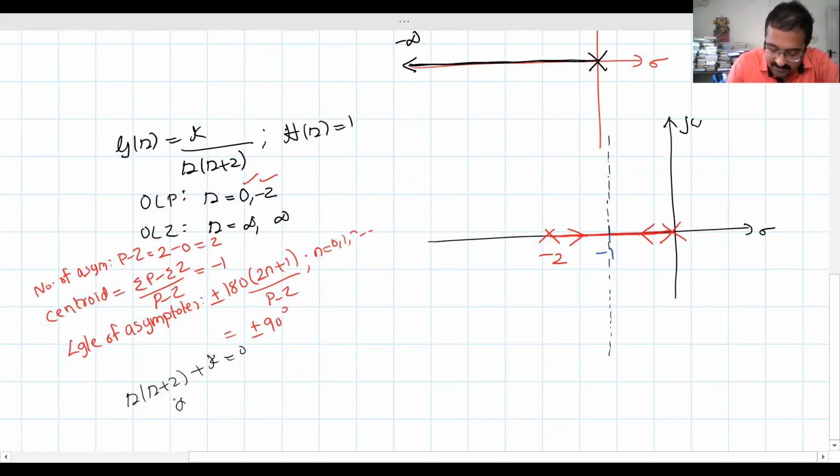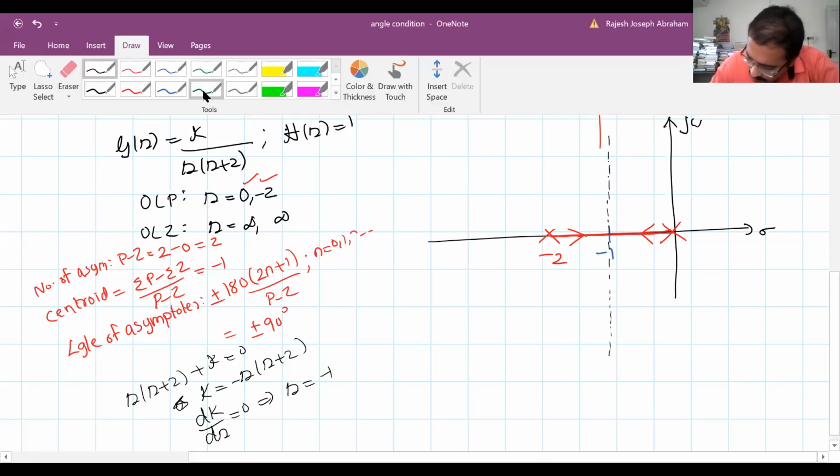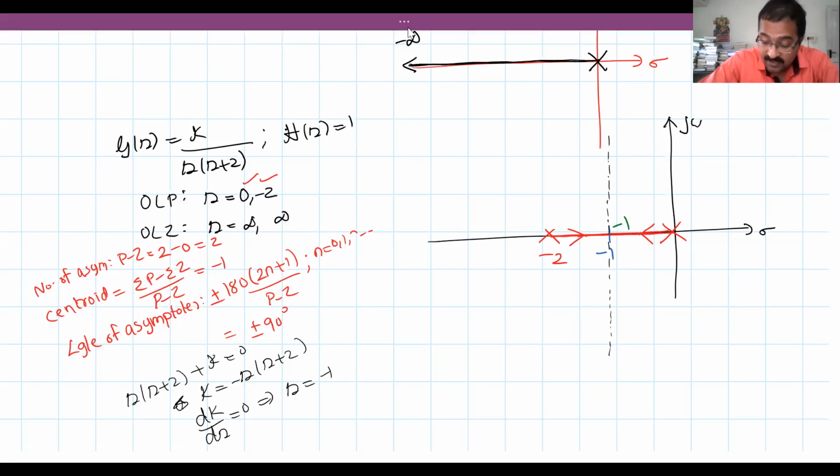So, what is K from this? K will be minus S into S plus 2. So what you can find? dK by dS is equal to 0. You will get S as -1. So in this case, our centroid and breakaway point happen to be at the same point, S equal to -1. So -1 is both. -1 happens to be a breakaway point as well as the centroid. Always it need not necessarily be the same point.